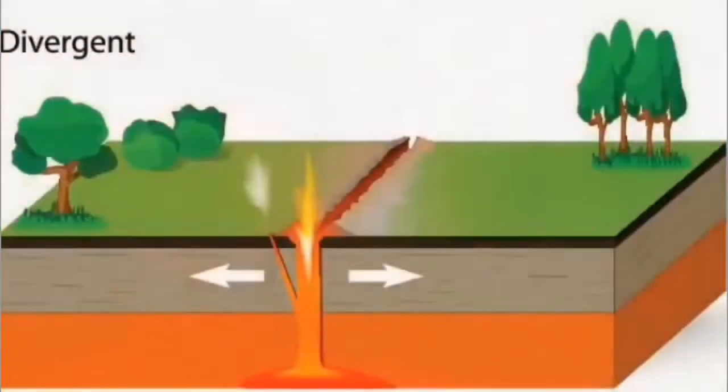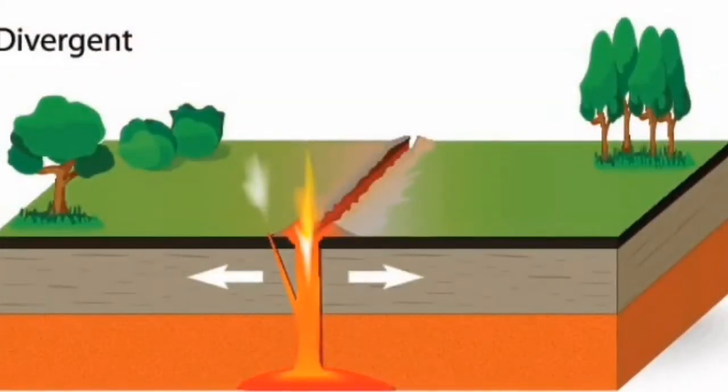Divergent plate boundaries are where plates move away from each other. This photo is the exact definition of divergent plate boundaries. Spreading centers, areas where new ocean floor is generated, are generally located at divergent plate boundaries. An example of a divergent plate boundary is the Mid-Atlantic Ridge.